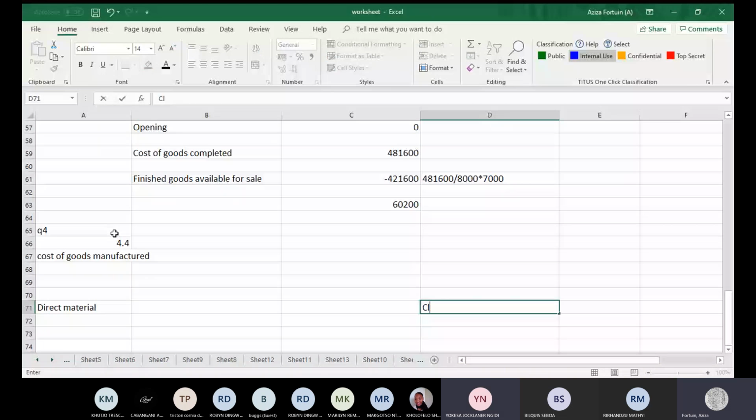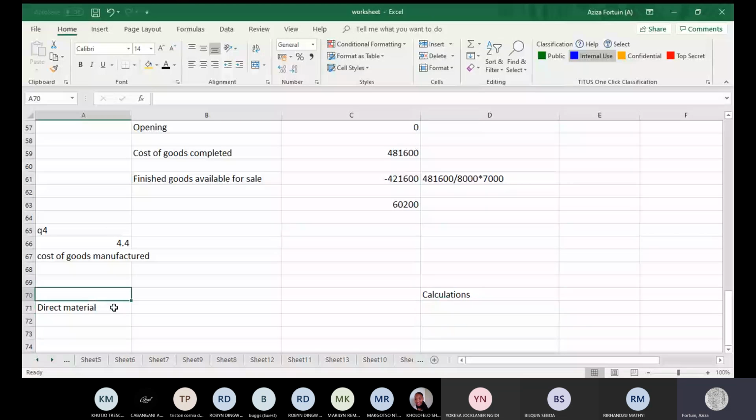Are we doing 4.4? Yes, please. Okay, so I'm going to give you 2 minutes. I want you to calculate the direct material. I want everybody to calculate it so that when you get it wrong, you know why you got it wrong. Okay, so I'll give you 2 minutes because we need to work on our speed. We're very slow.